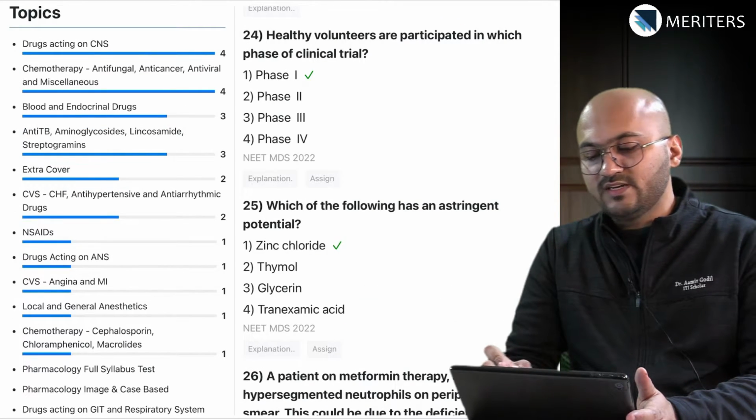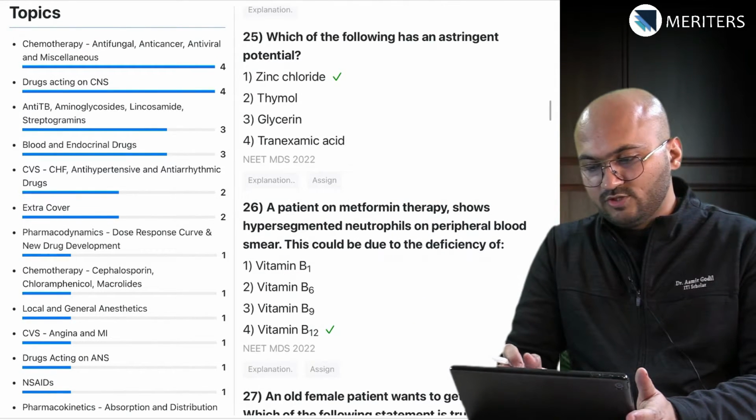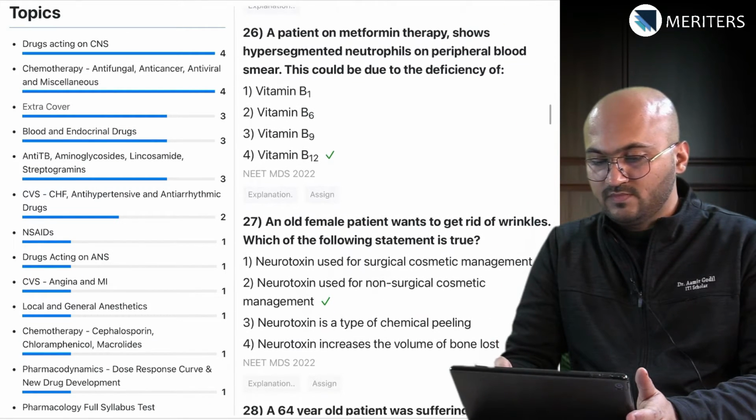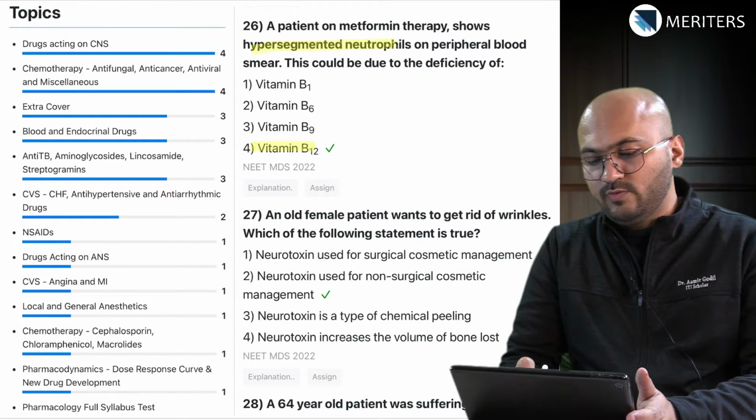Healthy volunteers participate in which phase of clinical trial? Phase 1. Which of the following has an astringent potential? Zinc chloride. Important. Patient on metformin therapy shows hypersegmented neutrophils on PBS. This could be because of B12 deficiency.